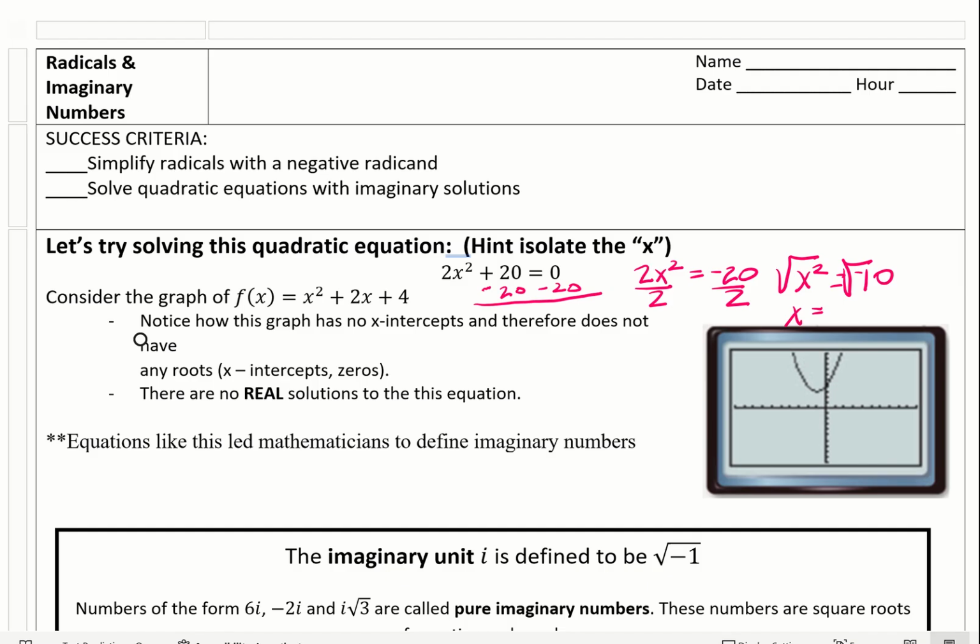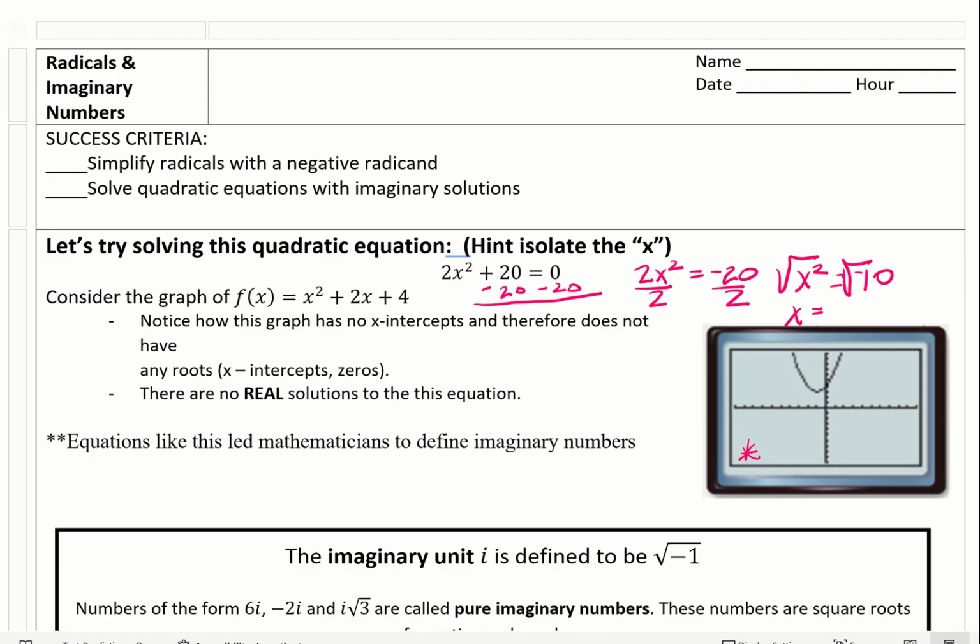So this is where we go into the imaginary unit i. The reason this happens is shown in the little screen down here in this corner: if we graph that quadratic, there wouldn't be any roots that hit the x-axis. It is above the x-axis, so it never crosses it. Notice how this graph has no x-intercepts and therefore does not have any roots, x-intercepts, or zeros. There are no real solutions to this equation.